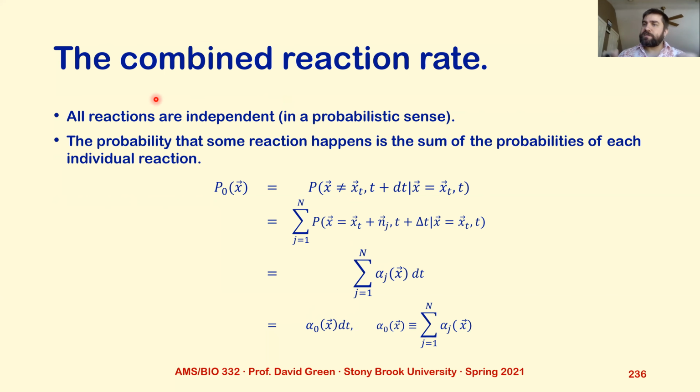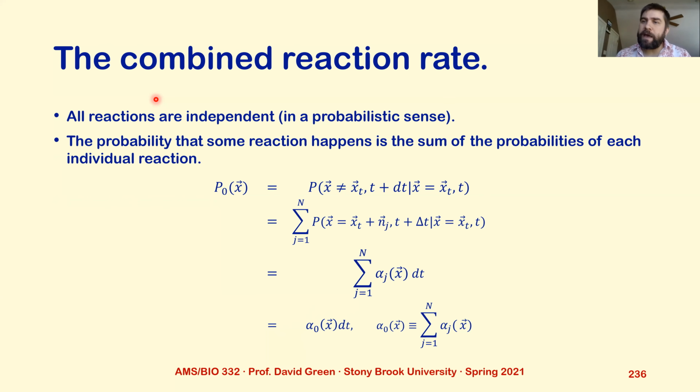All of the reactions in our system are independent in a probabilistic sense. What that means is that if there are two different possible reactions that could happen, the probability of one and the probability of the other don't affect one another. They each have an independent probability. What this means is that if we want to ask the question, what's the probability that something happens, the probability that some reaction happens, we're not concerned about what reaction it is. We're just really comparing something versus nothing.